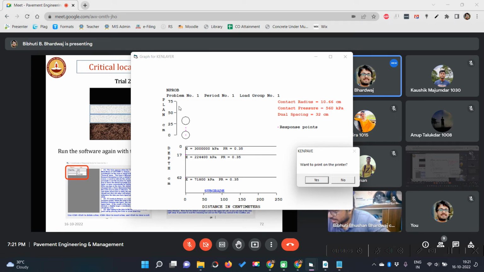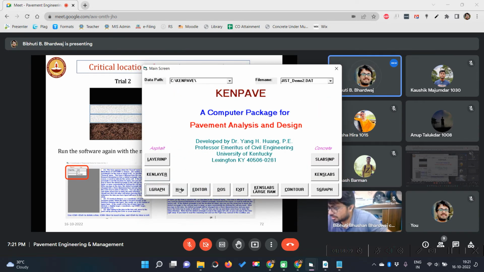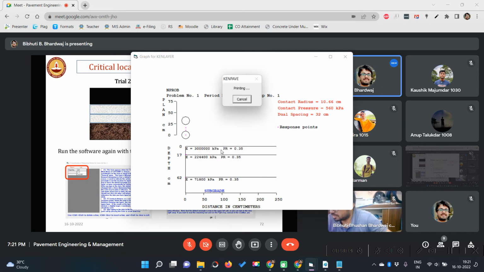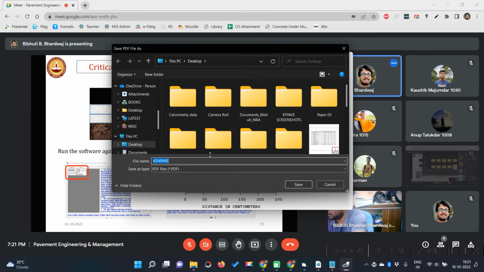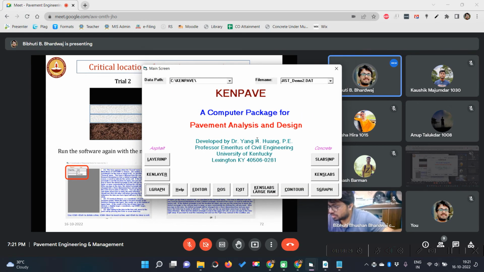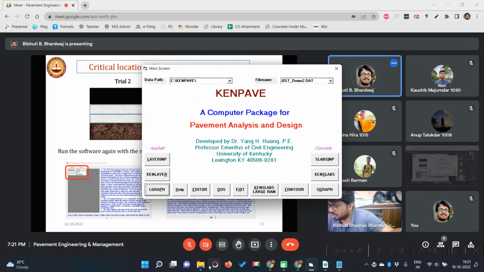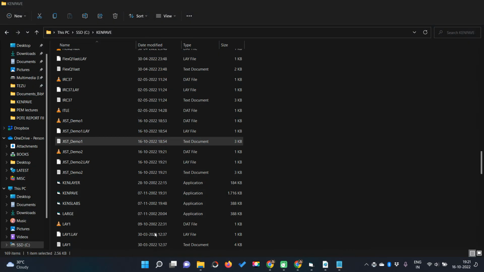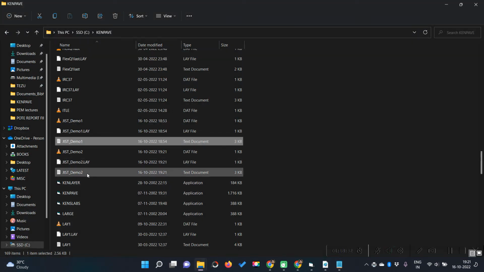Okay. And all my other properties can be seen here. Or maybe I can print out. Go back. Okay. There's the demo 2.